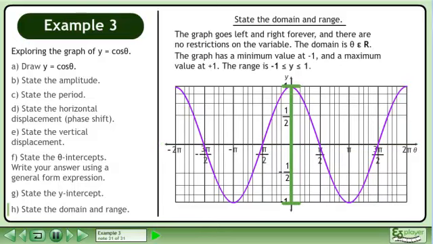The graph has a minimum value at -1 and a maximum value at +1. The range is -1 is less than or equal to y, which is less than or equal to 1.